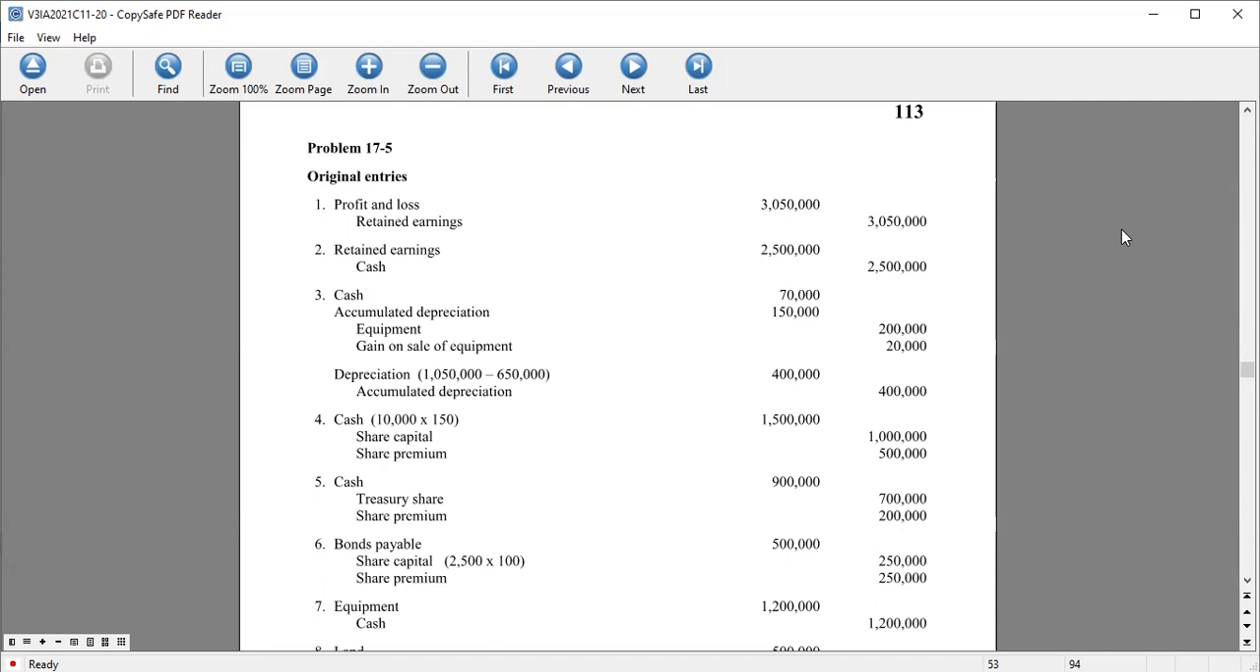Number 6, individuals holding bonds with face of 500,000 exercise their conversion privilege. Each of the 500 bonds was converted into 5 shares of capital. So conversion of liability to capital. The entity purchased equipment for 1.2 million. Land with a fair value of 500,000 was purchased through the issuance of long-term debt.